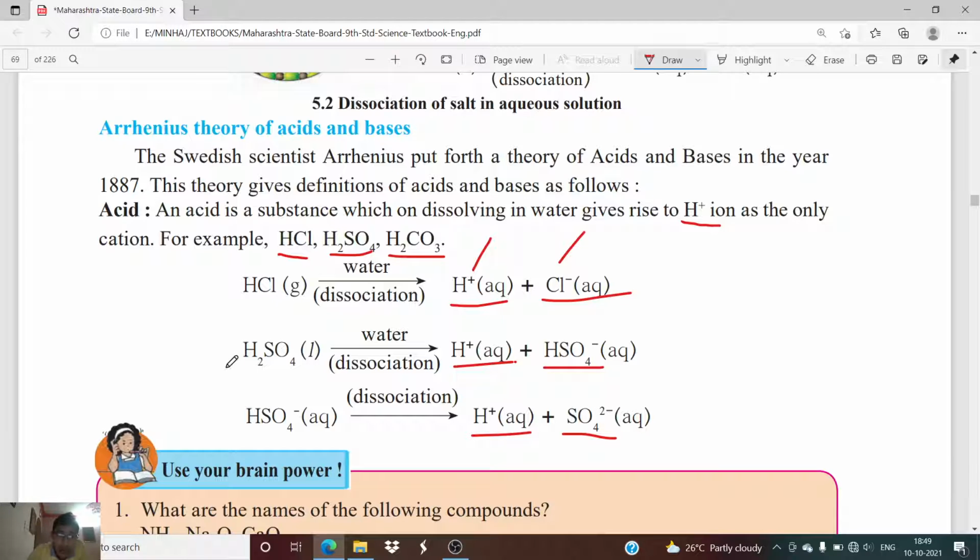Now here you can see that in H2SO4 the number of basic radicals or cations is 2. How many H+ ions are dissociated after mixing H2SO4 in water? There are 2 H+ ions, whereas for HCl only 1 H+ ion was dissociated after mixing one molecule of hydrochloric acid in water. So we have to keep the definition in mind: whenever we dissolve any compound in water, and it gives rise to H+ ion as the only cation present, then the compound is nothing but an acid.